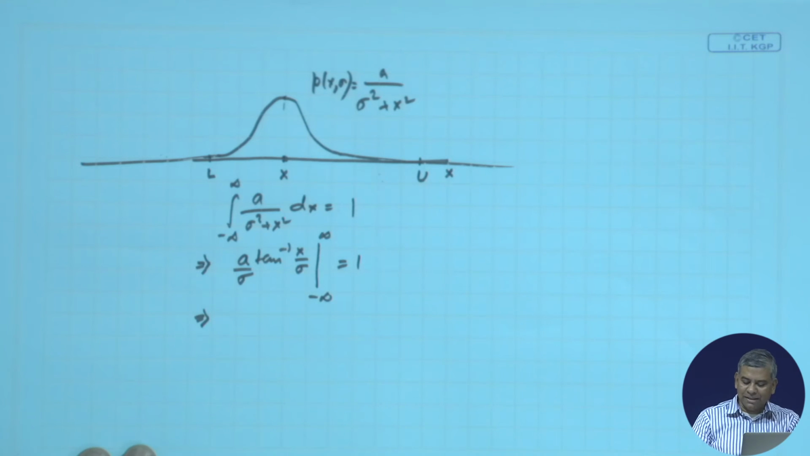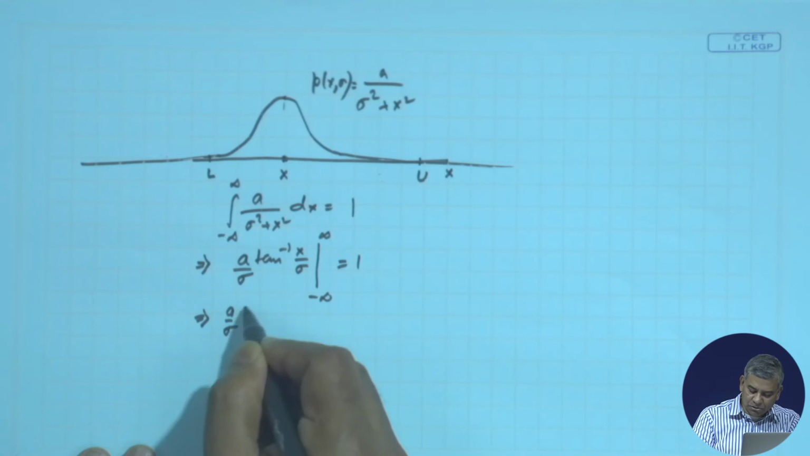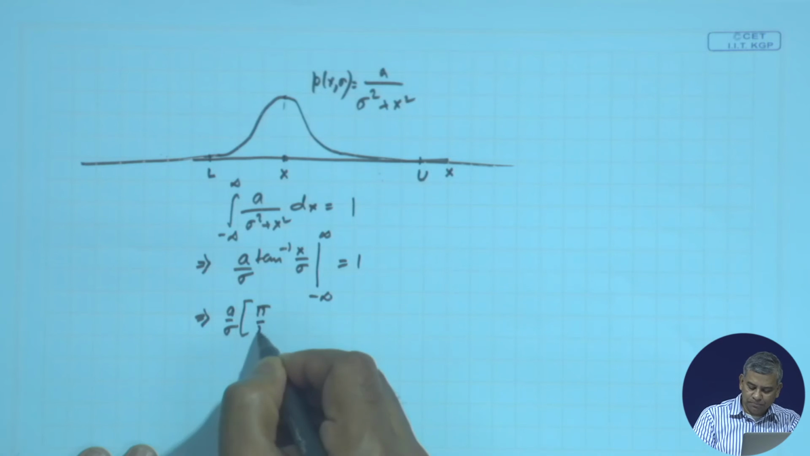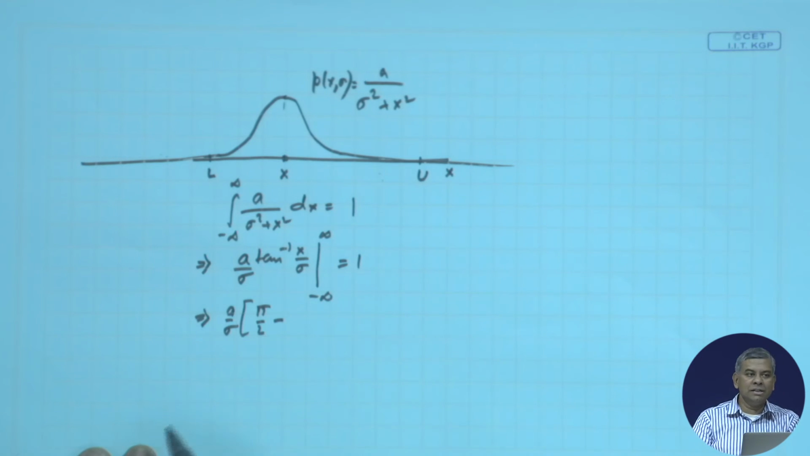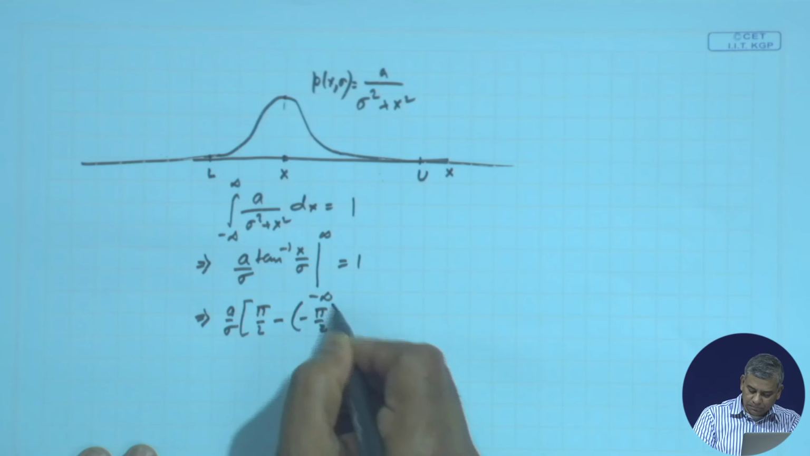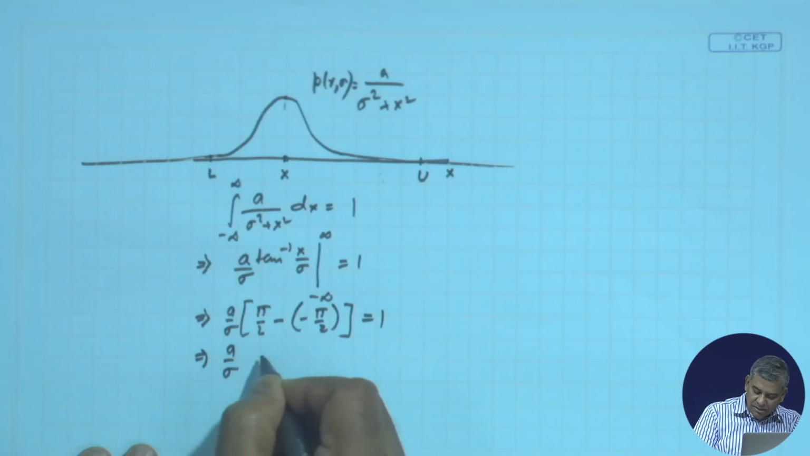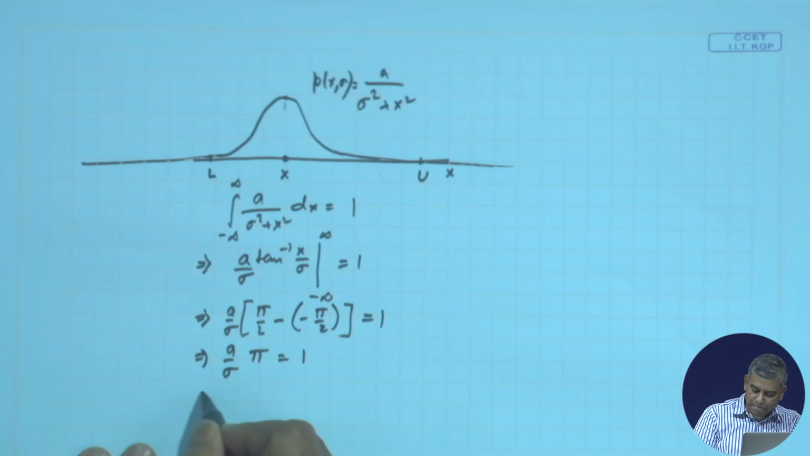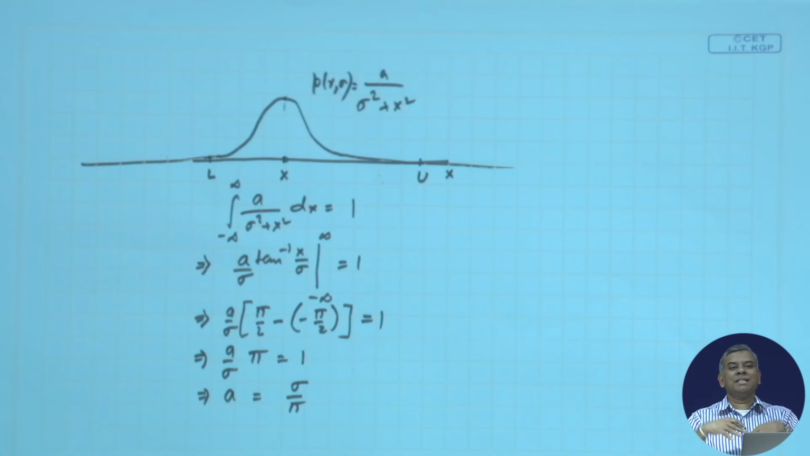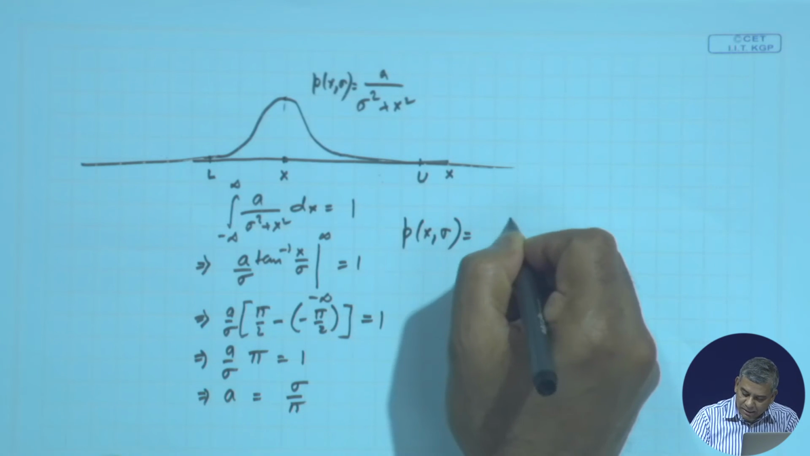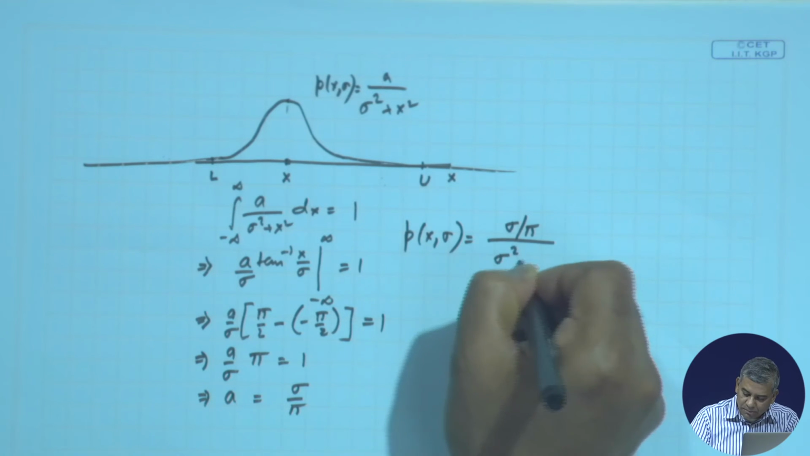So let's put plus infinity into this. What happens? A by sigma can come out. When I put infinity here, I get pi by 2, minus, when I put minus infinity, minus pi by 2. That should be equal to 1. So A over sigma times pi, this is pi by 2 plus pi by 2, pi, equal to 1. That means what is A? Sigma by pi. So this is what I get if this has to be a probability distribution. So my probability distribution for a given sigma is sigma by pi over sigma square plus x square.